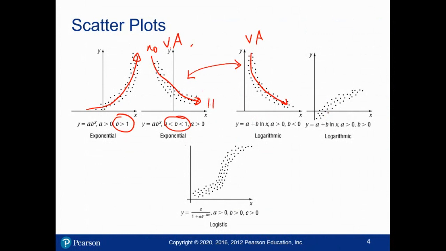Okay. This one has a horizontal asymptote and this doesn't. But with a small amount of data, it might be a little ambiguous what the best model is. Logistic is very easy to distinguish from the others because it has this inflection point where it sort of has a symmetry around it, this S-shaped curve.